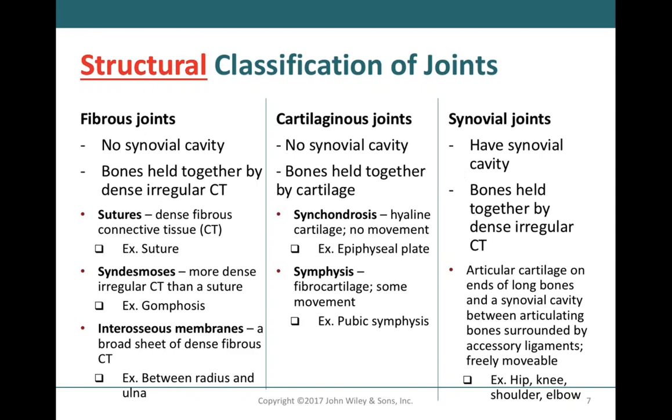One of the most common places that we find synovial joints is between two long bones. If you think back to the structure of the long bones, each long bone is going to have a layer of articular cartilage found on the outside.